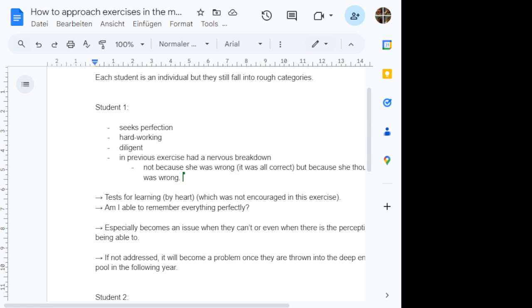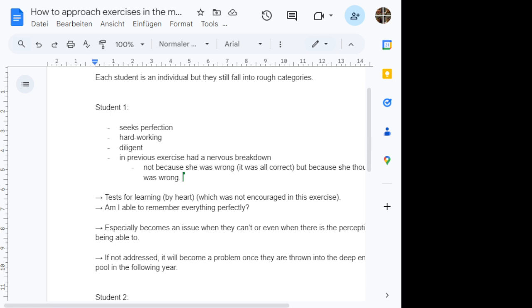This student was not using this exercise ideally. In a way, she was testing for learning by heart. She was testing whether or not she was able to remember everything perfectly. And even though she did remember everything perfectly, she was unsure about some of the things. Oh, sorry, I messed up. That was the old exercise. So now this is the new exercise.